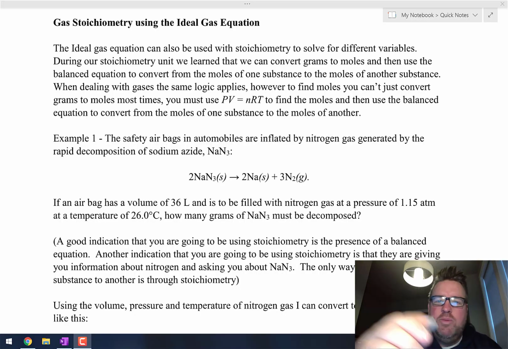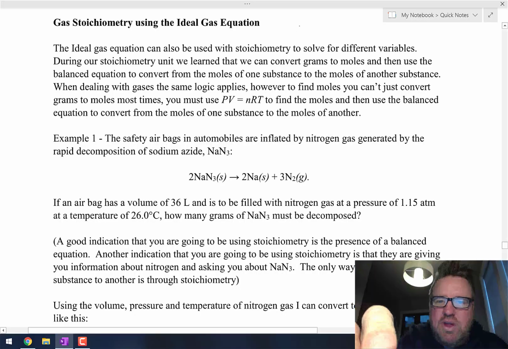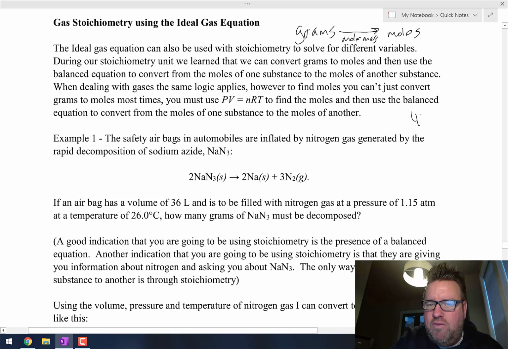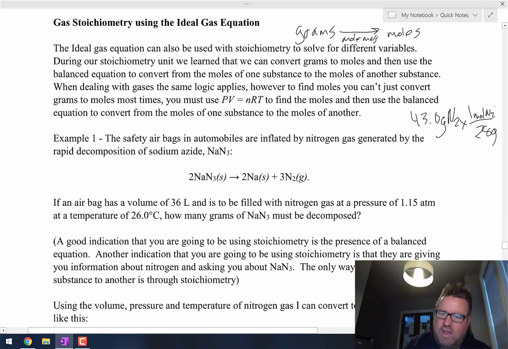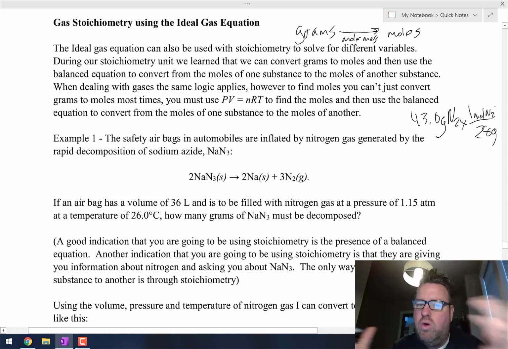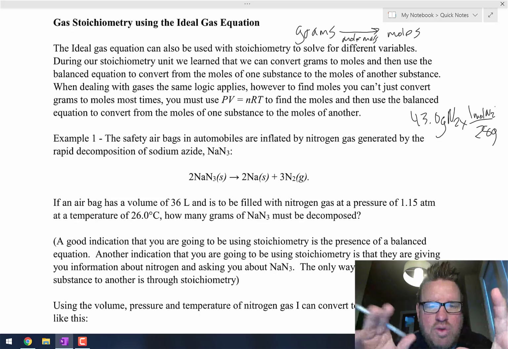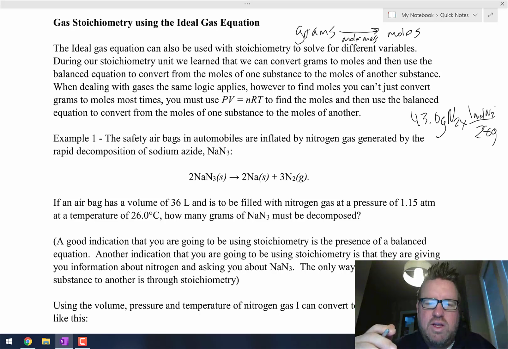When we learned about stoichiometry, one of the things that we discussed is that you can take the grams of a substance and then use the molar mass to convert those grams to moles. For example, if you have 43.0 grams of N2, you can say there's 28 grams in 1 mole of N2, and then you take 43 divided by 28 and you get moles of nitrogen. And once you have moles of nitrogen, then you can do stoichiometry with that using the balanced equation, etc.